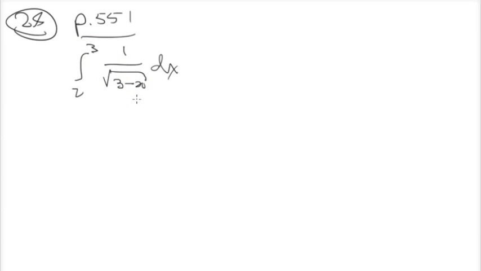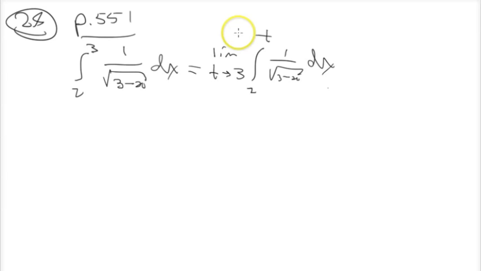So this is a discontinuous integral. So that means right away we need to write it out in proper limit notation. So as t approaches 3, between 2 and t, get 1 over root 3 minus x dx. Now we need to ask ourselves, okay, how can we solve this? Well, actually, we can just get away with doing a u substitution. I just looked at this again, and yeah, we can totally do a u substitution here.